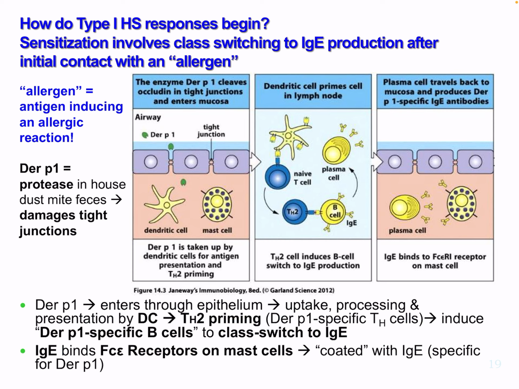So we can have sensitization. So how do these type 1 hypersensitive responses begin? Like I mentioned before, we can have sensitization, which involves class switching to IgE production after initial contact with this allergen, whatever it may be, the food, peanut, whatever. The allergen is the antigen inducing an allergic reaction.